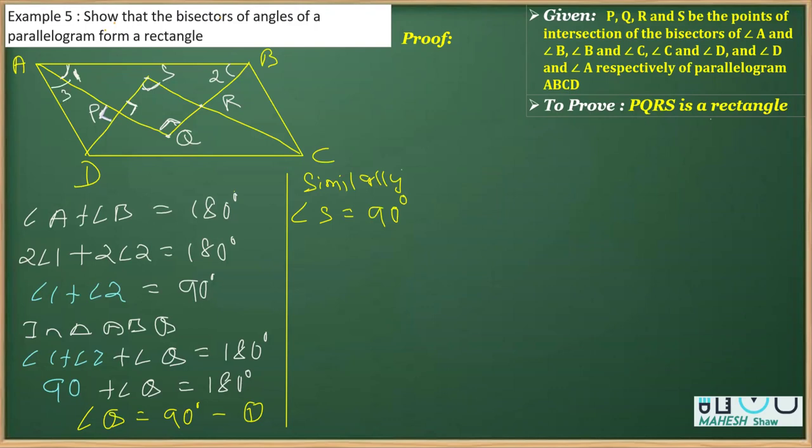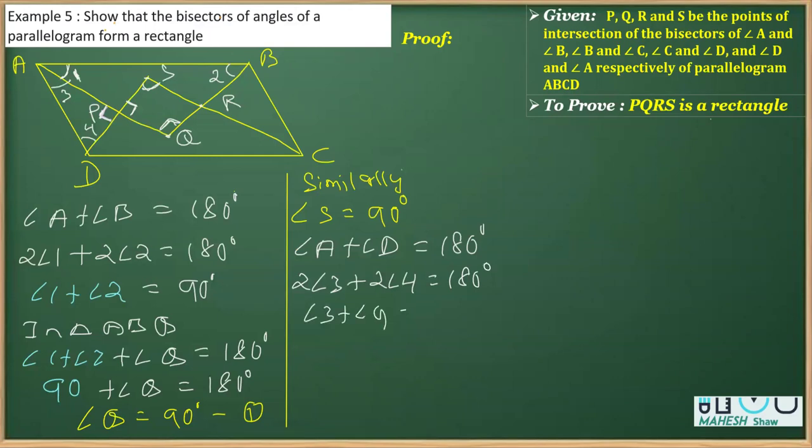So let's say this angle is 3 and this is 4. Angle ADP is 4. Same way here also, I'm going to write angle A plus angle D, which are nothing but adjacent angles of a parallelogram, is 180 degrees. This time, I'm going to replace angle A with twice angle 3 and angle D with twice angle 4, equal to 180 degrees. Same way, I'm going to take 2 common and transpose it to the other side. So angle 3 plus angle 4 is equal to 180 over 2, that is 90.